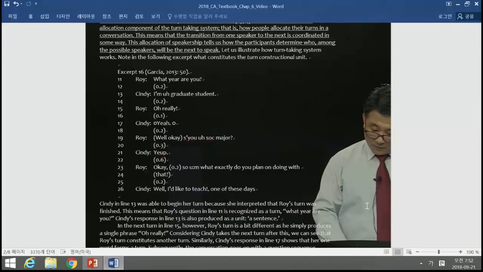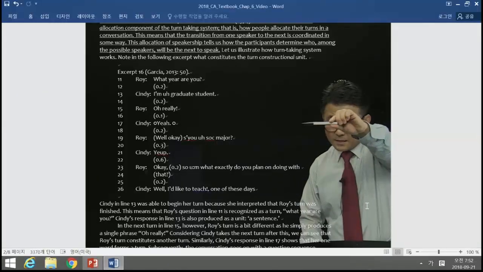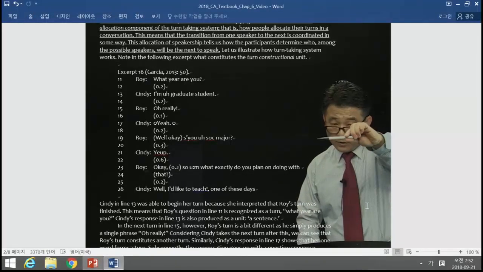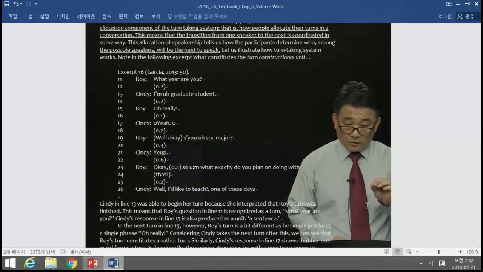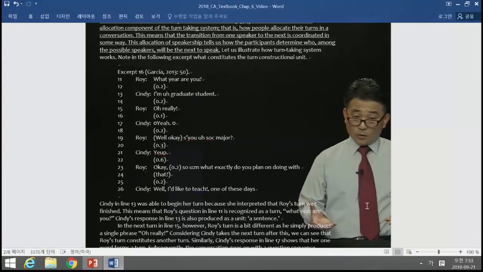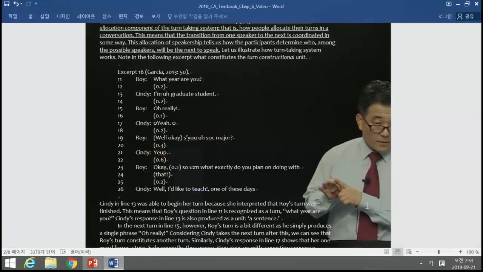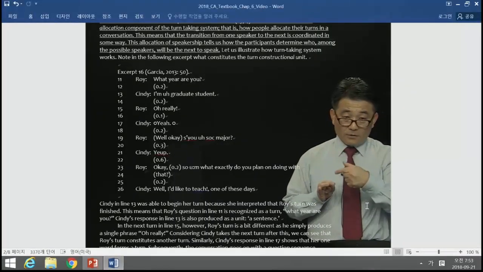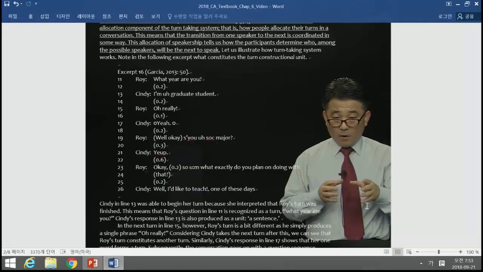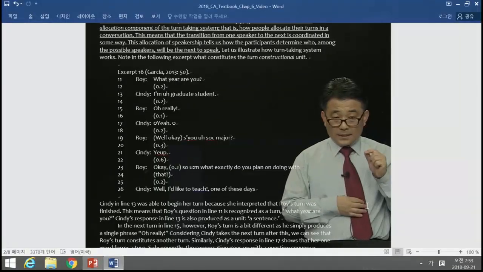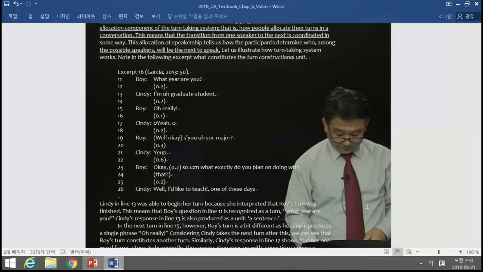And if you look at this, there's a one-word component like line 17, but then we have a full sentence in line 23. So a turn constructional component could be a word, or a phrase, or a full sentence. That's the first question. The second question is, how does Cindy know when to begin her talk? How does Cindy, among all other people, become the one who is going to speak next, and so on? That's the second component.